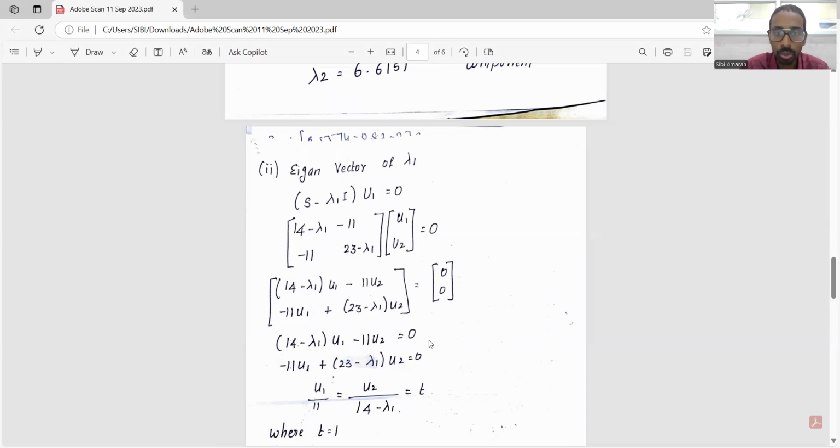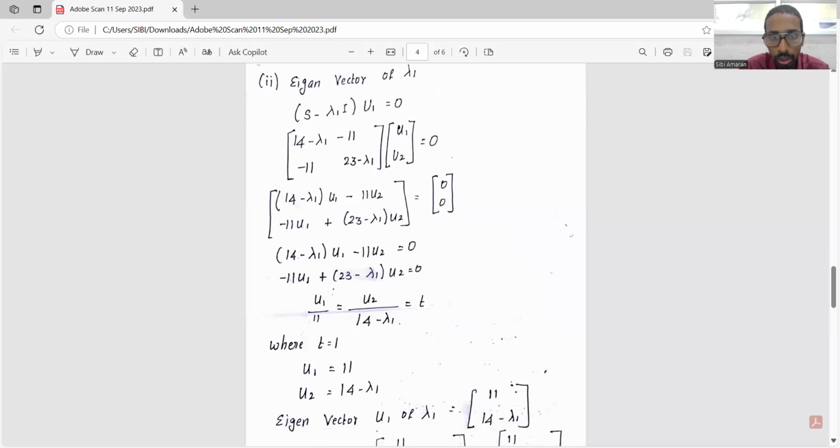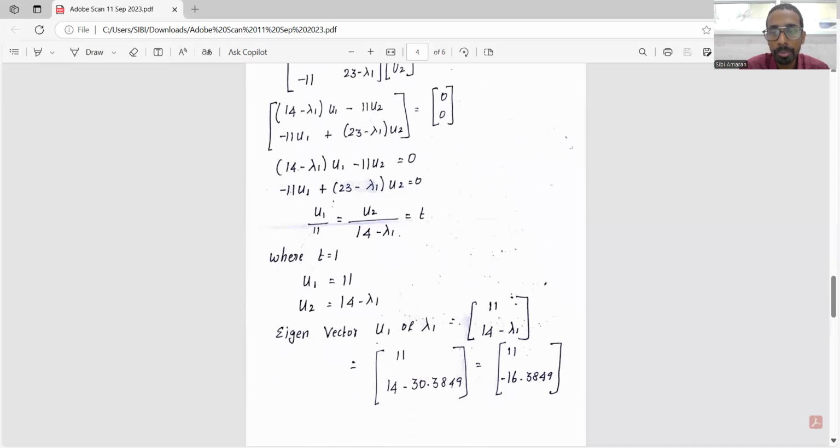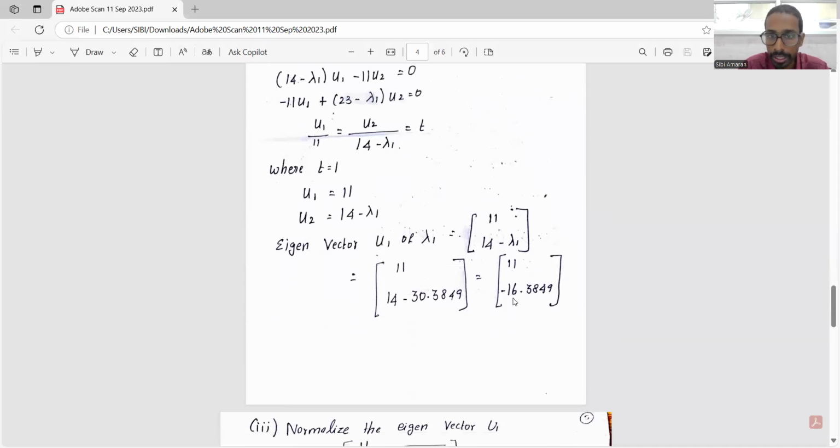11 U2. So the 11 will be in the multiplication; if I take it here, it will come here. If I simplify this, U1 will be equal to 11 and U2 equal to 14 minus lambda 1. I have to substitute this as it is: 11, 14 minus lambda 1. What is the value for lambda 1? 30. I have to apply that. So 11 divided by minus 16.3. This is what I get here.